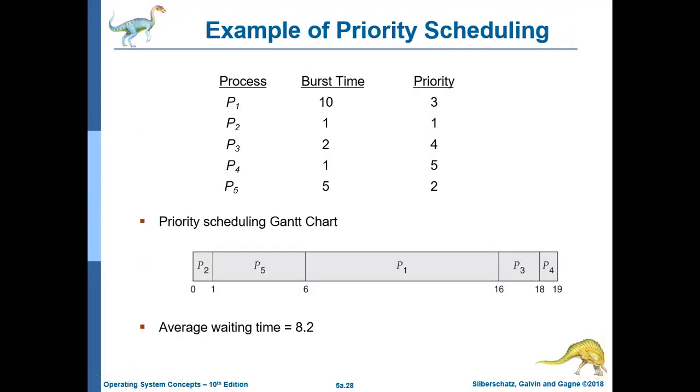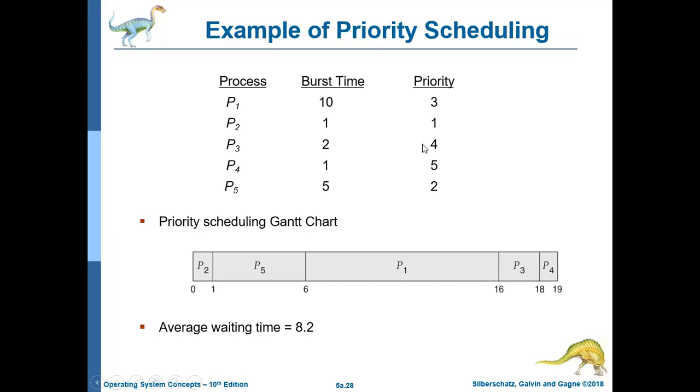Example of priority scheduling. Here we are given the different processes, the execution times of the processes, and the priority associated with each of the processes.